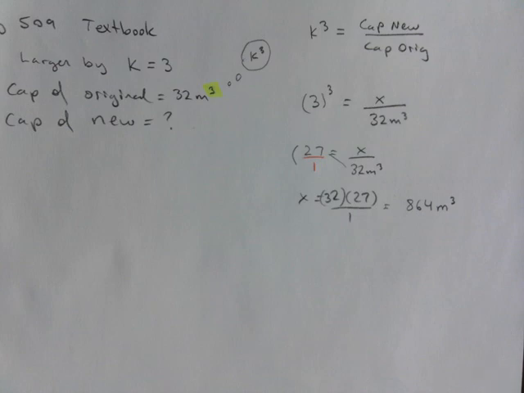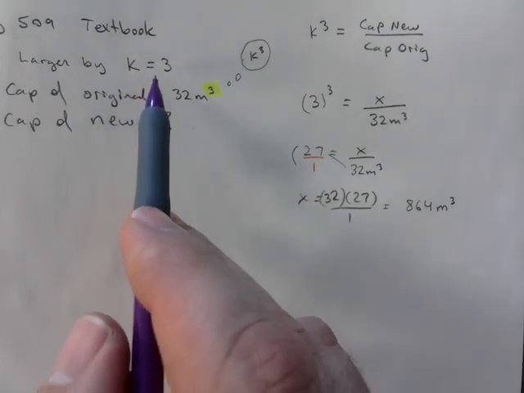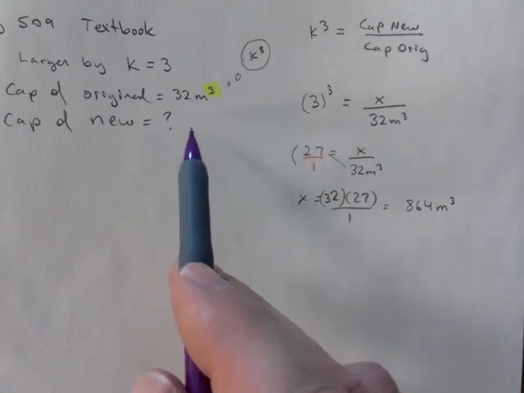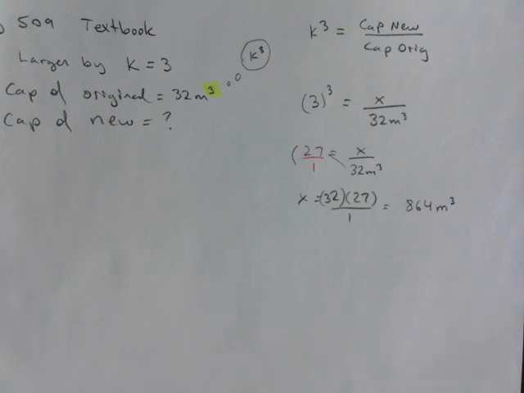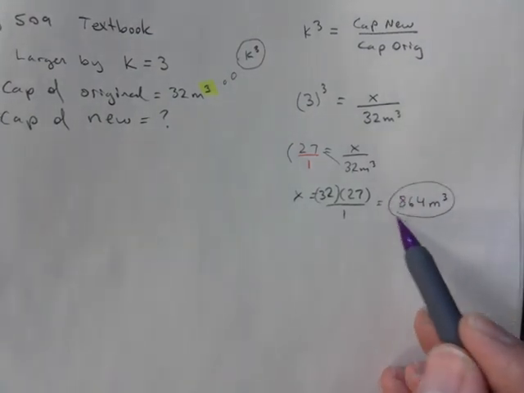So you can count on these types of questions on the quiz, even on the test, right? Like you're given a scale factor, you're given partial information, set it up properly, and then go with it. So this would be the final answer here that I'm after.